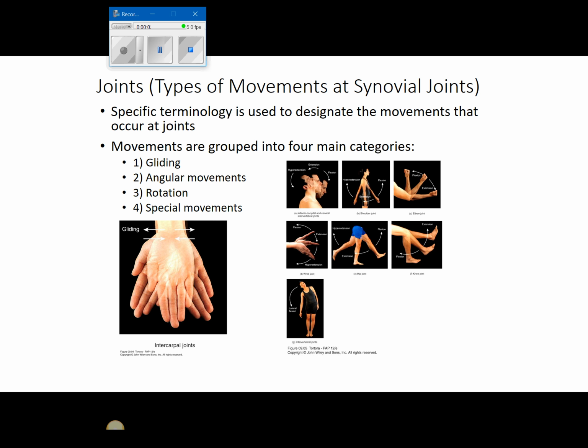Okay, part two, joints, types of movements at synovial joints. Specific terminology is going to be used to designate the movements that occur at joints. Movements are grouped into four main categories: gliding, angular movements, rotation, and special movements, which is what we will be going over on the next few slides.